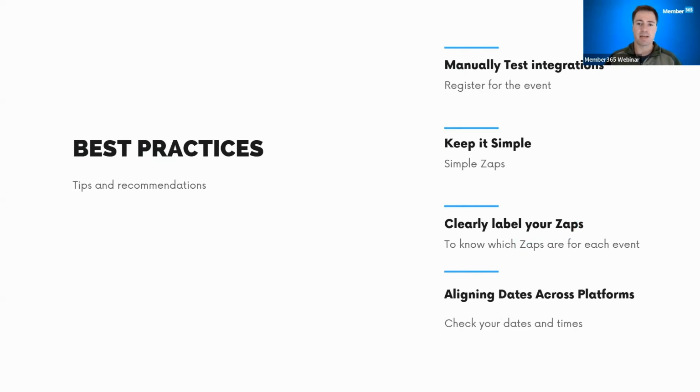And then aligning your dates across platforms. That was something we talked about at the beginning, just making sure that your event in Member365 and Zoom have the same date and time, and in an ideal world, the same name, just so your registrants aren't confused at all when they're registering through Member365 and ending up in Zoom. And it makes it easier for you to find things as well.